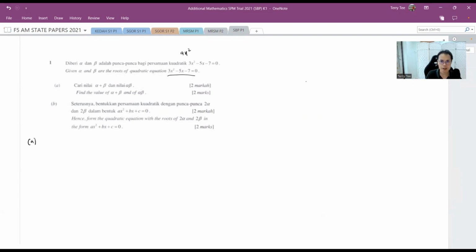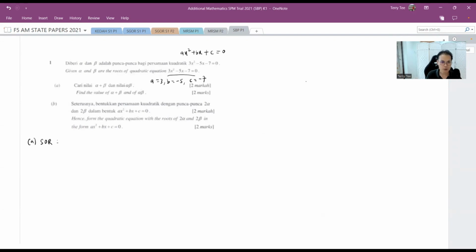Now, when you write a quadratic equation, it's actually written in the general form, ax squared plus bx plus c, where a represents the coefficient of x squared, b is the coefficient of x, and c is your constant. So in this case, your a is now 3, your b is -5, and your c is -7. So you're going to link them up.